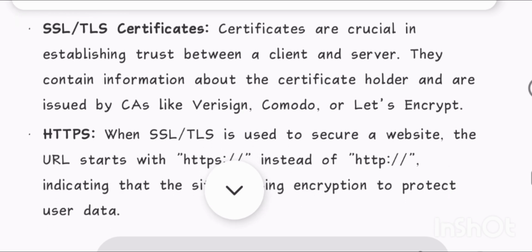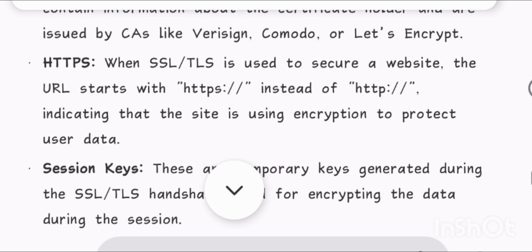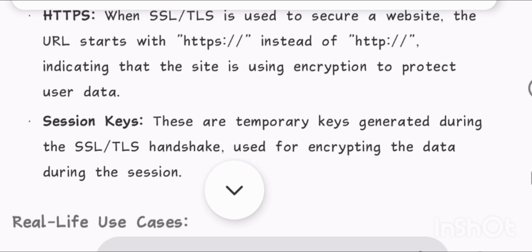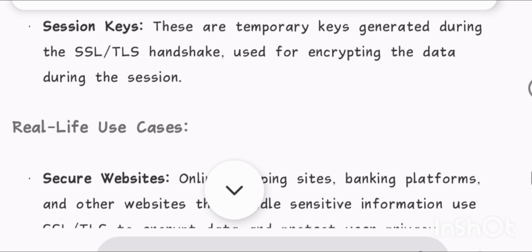Key concepts: SSL/TLS certificates. Certificates are crucial in establishing trust between a client and server. They contain information about the certificate holder and are issued by CAs like VeriSign, Comodo, or Let's Encrypt. HTTPS: when SSL/TLS is used to secure a website, the URL starts with https instead of http, indicating that the site is using encryption to protect user data. Session keys. These are temporary keys generated during the SSL/TLS handshake, used for encrypting the data during the session.